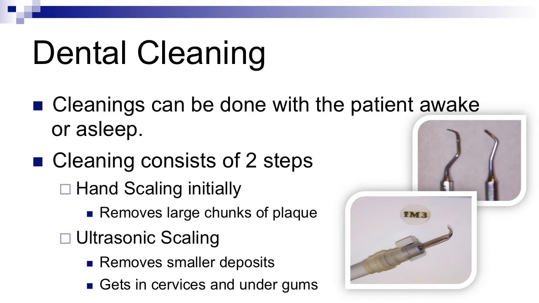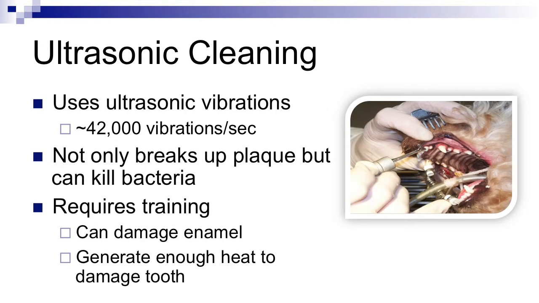Then we start ultrasonic scaling. This removes smaller deposits. Ultrasonic scaling is great at getting into crevices underneath the gum line to help make those teeth cleaner. Here we're going to see some things about ultrasonic cleaning. The ultrasonic cleaning uses vibrations, approximately 42,000 vibrations per second, so super high speed, to break up plaque, to break up that connection to the tooth, because plaque is like cement. I mean, it is stuck to this tooth very well. It can also kill bacteria.